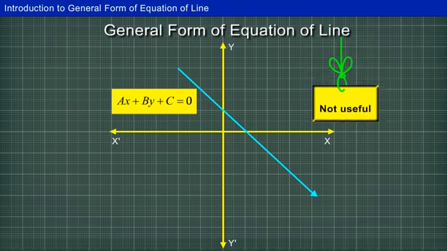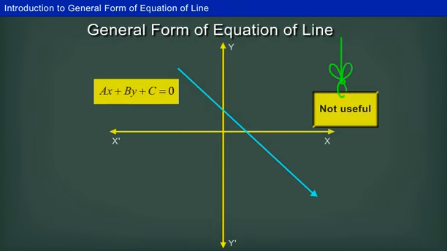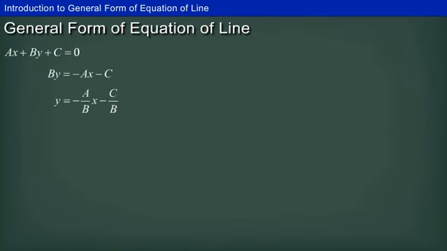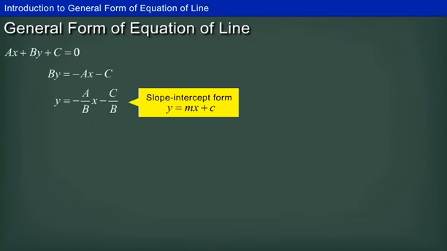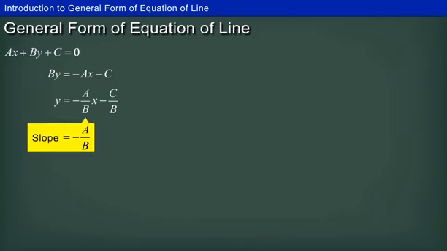Usually, the general form of equation is not the most useful form. So, it can be reframed in slope-intercept form. Thus, minus a by b represents the slope and minus c by b represents the constant.